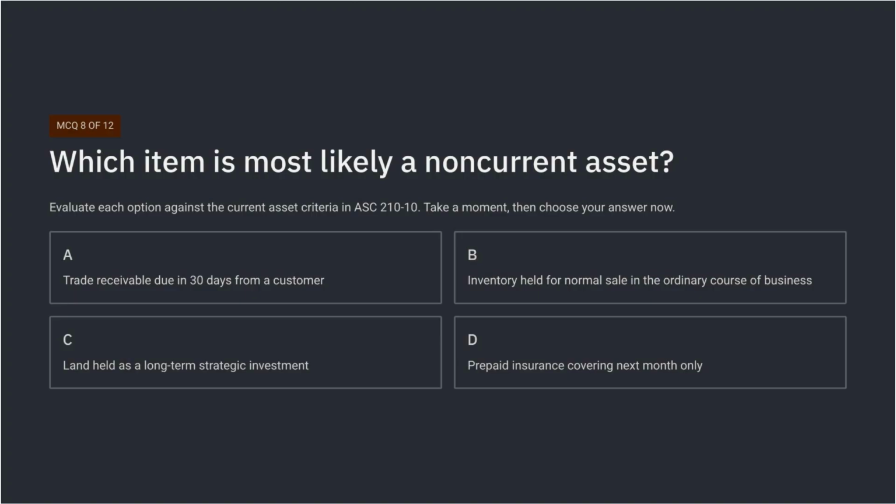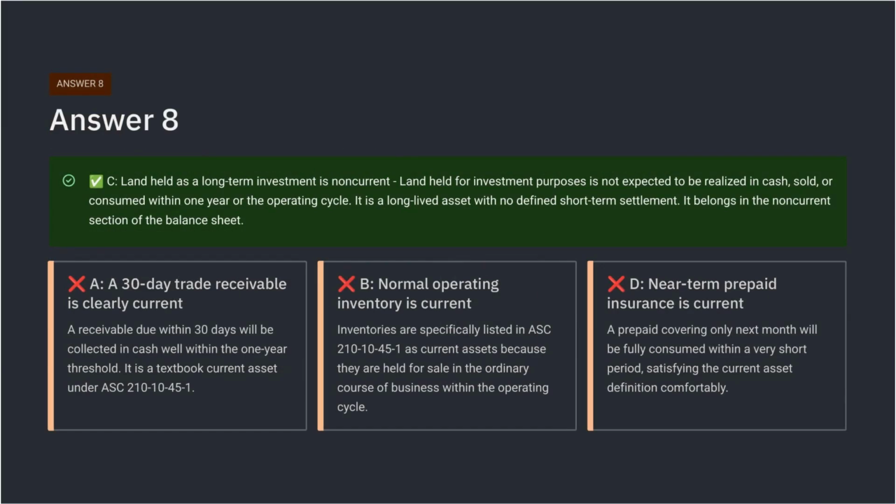Here is MCQ 8. Which item is most likely a non-current asset? This is a classification question, so evaluate each option against the current asset definition. Ask, will the asset be realized, sold, or consumed within 1 year or the operating cycle, or is it held for a long-term purpose? Compare each option carefully, then select your answer. The correct answer is C.